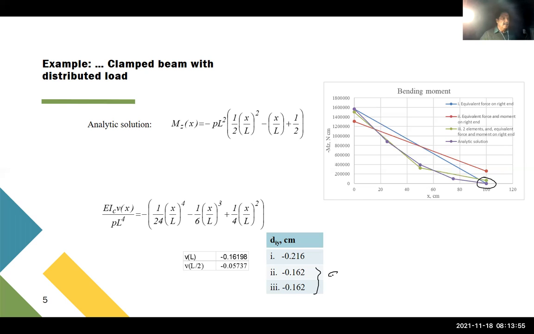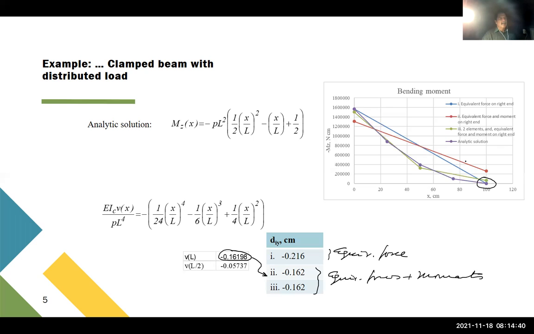So when we have equivalent forces and moments. And this is when we have only equivalent force. And you see this is a correct solution or the analytic solution. So when we have equivalent forces and moments, okay, we can expect the displacements in general to be very close to the analytic one. But the distribution of internal forces, as we can see here with the red one, is not that one.